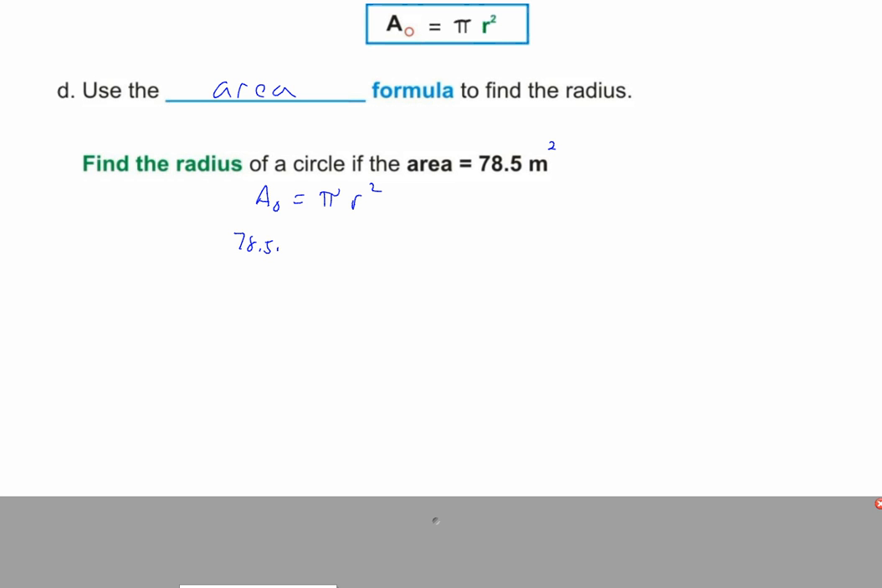Did anybody catch that? Well, how come you didn't say something? You're Kool-Aiding. All right, 78.5 meters squared. Pi is 3.14 times r squared. Does everybody agree so far?